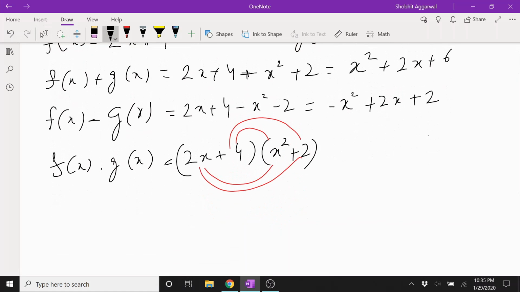Okay. So 2x multiplied by x squared will give us 2x cubed, plus 2x multiplied by 2 is 4x, plus 4 multiplied by x squared is 4x squared, plus 4 multiplied by 2 is 8.